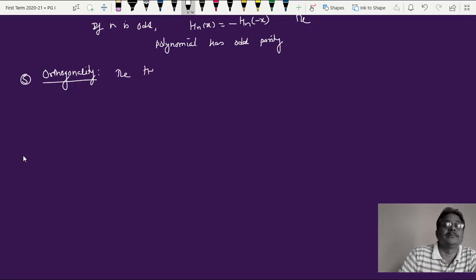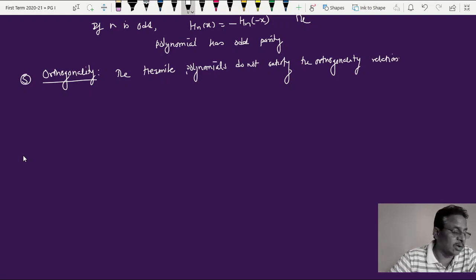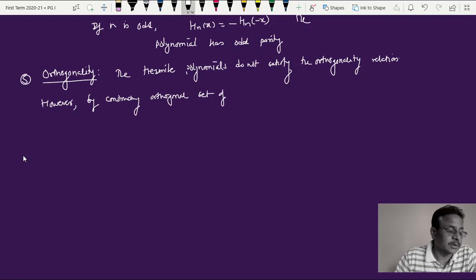The Hermite polynomials do not satisfy the orthogonality relation. However, by constructing an orthogonal set of functions, another set of functions phi n of x, with the help of a transformation.